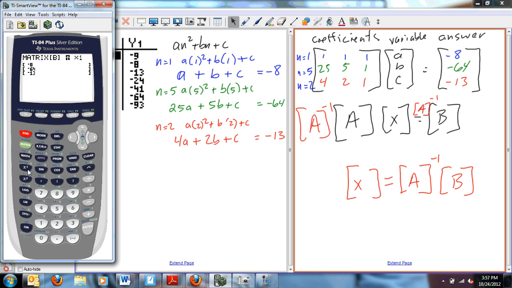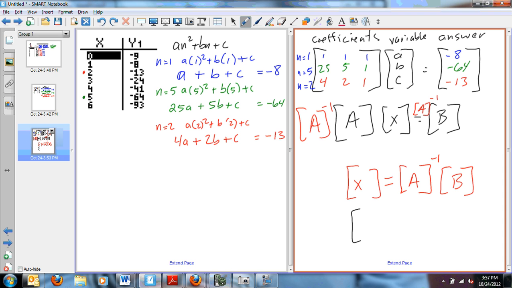So the algebra tells me to go matrix A. Oops, sorry, I have to get out of there first. Matrix A, just press enter. I notice the matrix button is the inverse. And then go matrix B. We'll multiply those two together, and it finds the coefficients that you defined. So this little X matrix is telling me it's negative 3, 4, 9. Negative 3, 4, 9. So that becomes our A, B, and C.